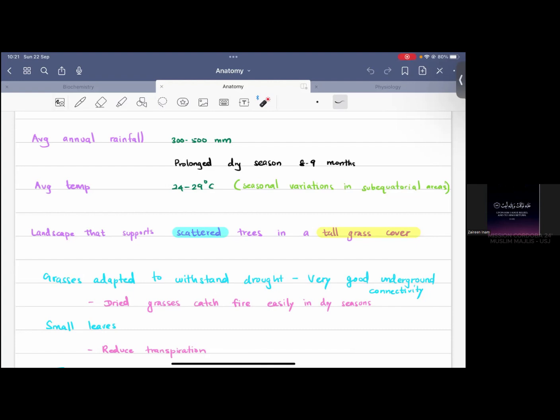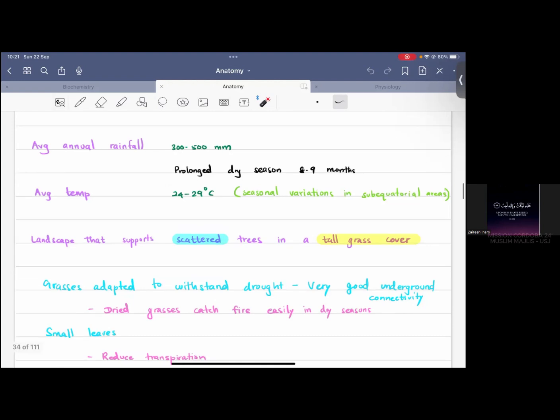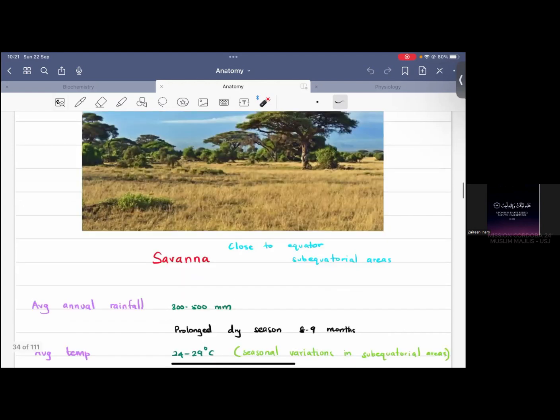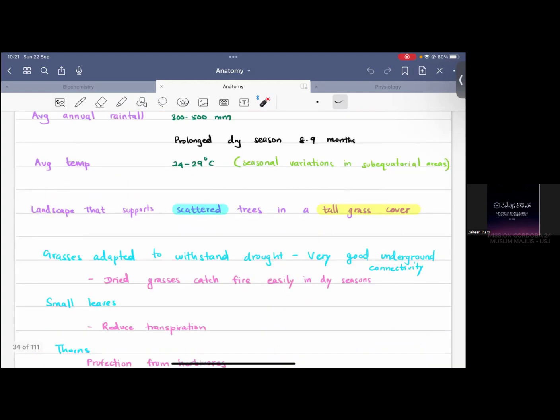Savannas are characterized by a landscape that supports scattered trees. So you can see the scattered trees here. These are scattered, right? They are not like what we saw in tropical forest. In tropical forest, you were able to see the stratification, but here you only have scattered trees. But they have tall grass cover. So scattered trees in the tall grass cover. And during the dry periods, these dried grasses will catch fire easily. Why? Because they are already dried, and those dried things can easily catch fire. So that is one thing that happens here.